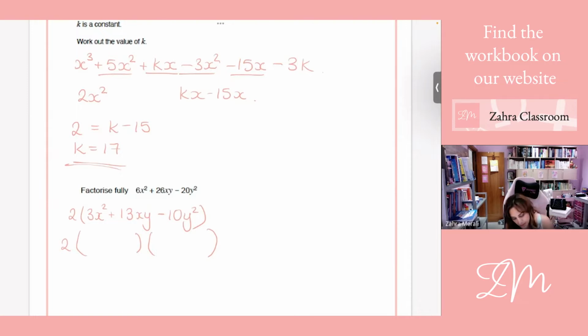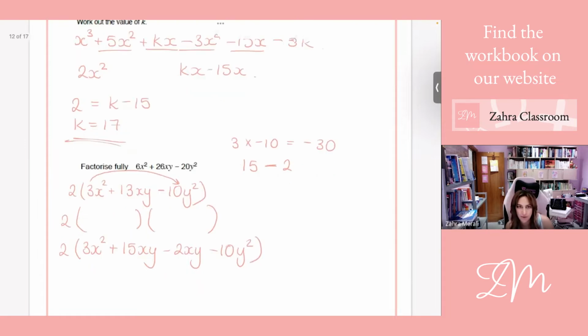I'm just going to take the numbers and do what I would usually do. So I've got 3 times minus 10 to give me minus 30. And I'm looking for factors of minus 30 where I can get plus 13. Hopefully you may see you could have 15 and 2. 15 times 2 is 30, and if I take them away from each other, I get 13. So I'm going to rewrite that middle bit as 3x squared plus 15xy minus 2xy minus 10y squared.